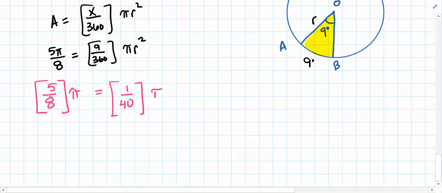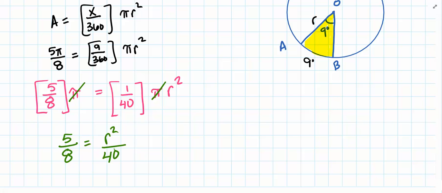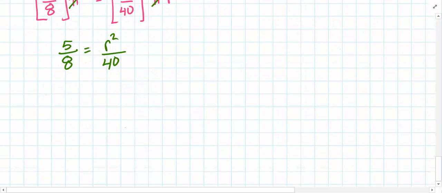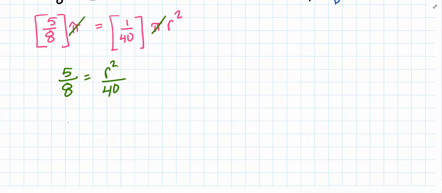Okay, do you see that the pi's now cancel out? Okay, good. So now you're left with this: 5 over 8 equals r squared over 40. Does everybody see that algebraically? Because 1 over 40 times r squared is r squared over 40. Just multiply them up. And now I can cross multiply. So I'm going to move this up some more to about here. So I get 8 times r squared is equal to 5 times 40.